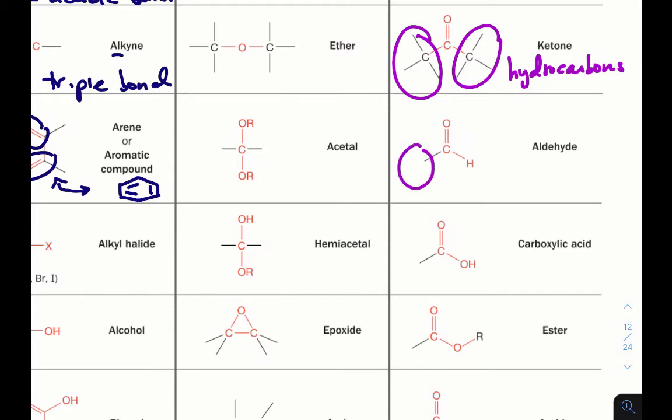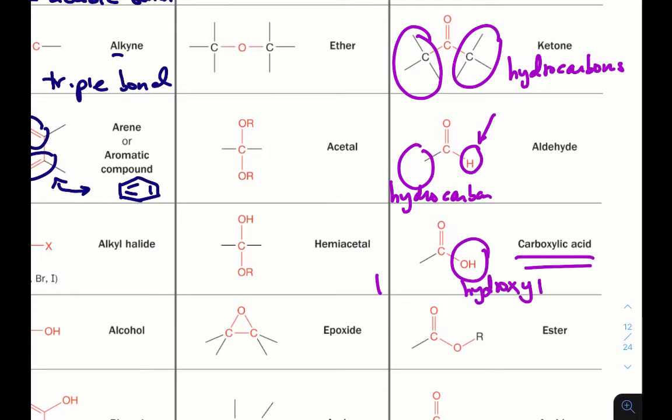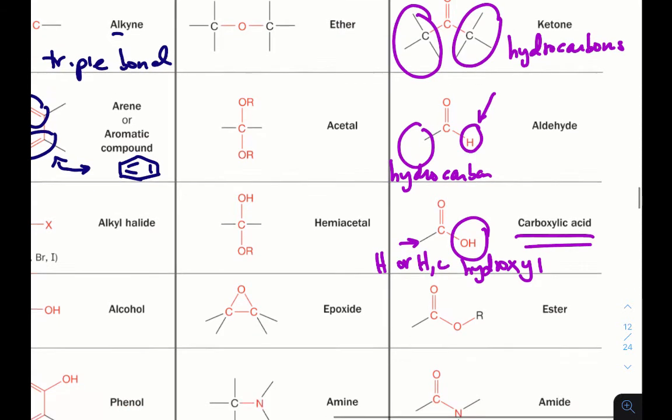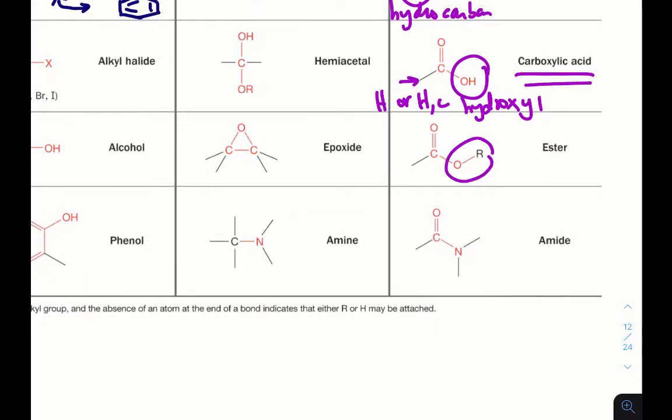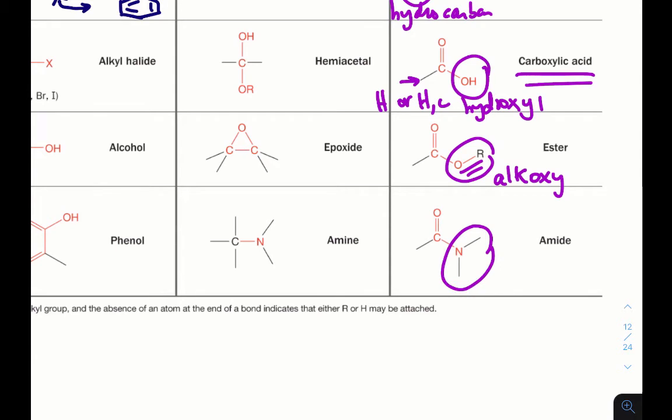For an aldehyde, there's one hydrocarbon and a hydrogen. For a carboxylic acid, there's a hydroxyl, and on the other side, either a hydrogen or a hydrocarbon right here. For an ester, there's an alkoxy group, so an oxygen bonded to a hydrocarbon. And for an amide, there's a nitrogen, and these groups can either be a hydrocarbon with carbon and hydrogen, or just a hydrogen. It doesn't matter.